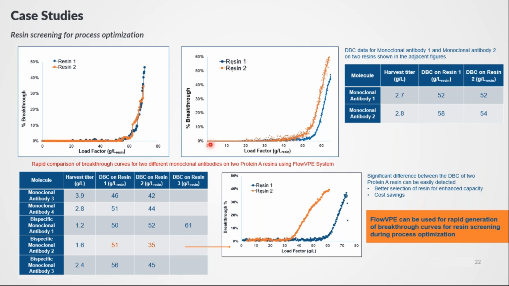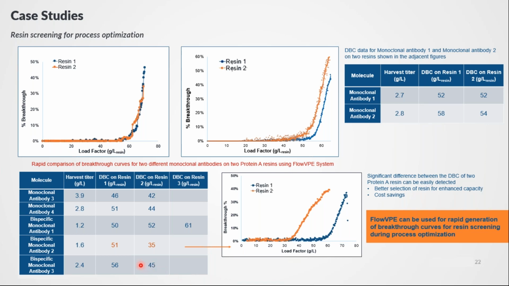Then in the second graph, you can see that there is a difference in the DBC obtained for both the resins. And here, we would definitely go for a resin which is giving us a higher binding capacity. Now, this table combines multiple resin screening experiments we performed for different molecules. We typically screen 2 resins. We have also screened 3 resins for some molecules. So this gives us a nice breakthrough curve comparison and helps us in resin selection.